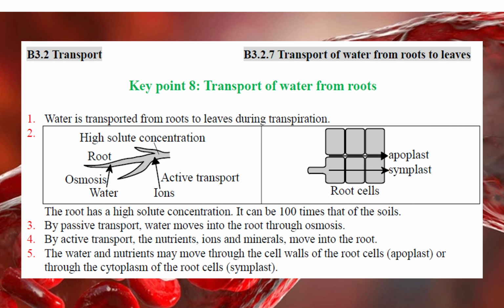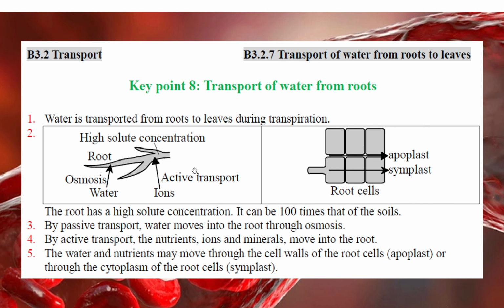Human is finished. Now we go to the plants. Drastic change. We talk about how the plants transport things. Transport what? First, transport water from the roots to the leaf. And transport the ions and minerals from the roots to the leaf also. How can it happen?